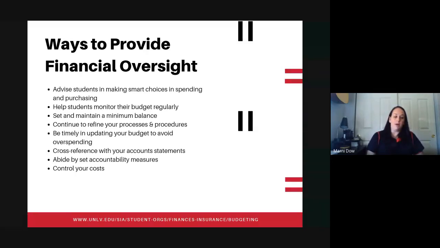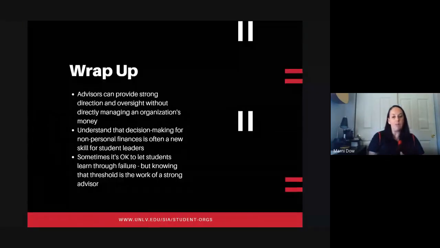Encouraging them to be timely in the way they update their budget so that they don't overspend, particularly if they're working on an event and multiple people are spending for that event. It can get confusing if all of a sudden they've overspent because they weren't updating their budget and people thought there was more money to spend than they actually had. Make sure that they're abiding by whatever accountability measures they've set in place and that you can help them control their costs.